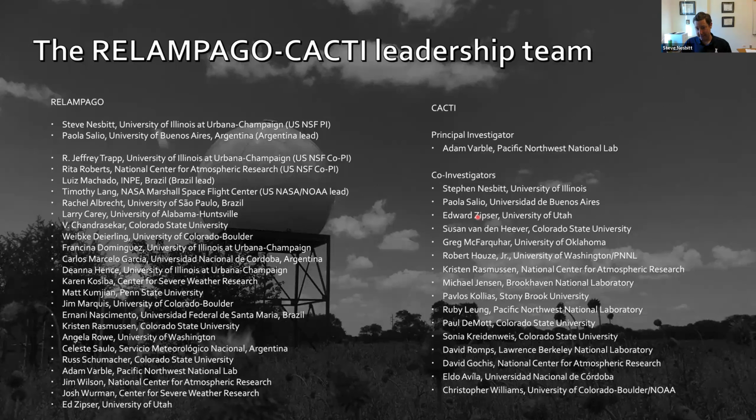So here's a list of all the team. You probably notice a lot of familiar names on this team. All these people were able to deploy to the campaign, and we had a very large group of scientists that helped go through the proposal to the implementation and analysis phases.